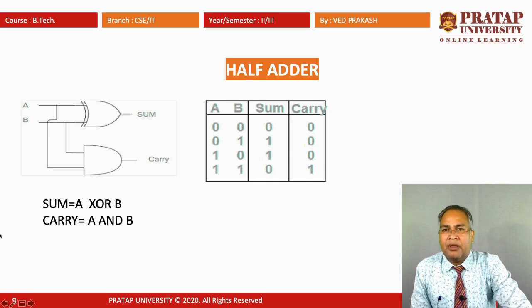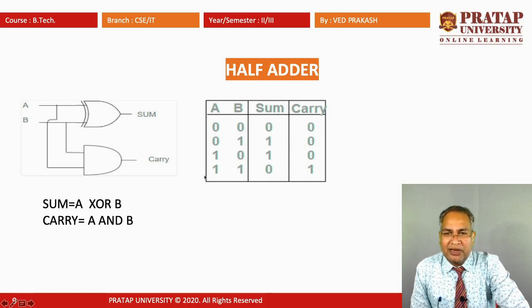Now, we consider here the truth table of the half adder. If the input binary values of A and B are both 0, then the sum is 0 and the carry is 0. If either input is 1, then the sum is 1 and the carry is 0.